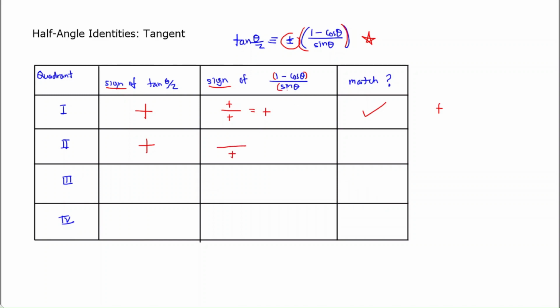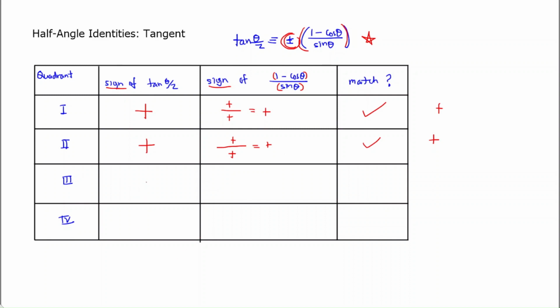Okay, second quadrant. Well, sine theta, let's start with that. That's positive in the second quadrant. What about 1 minus cosine theta? Well, cosine theta is actually negative in the second quadrant. So I have 1 subtract a negative number. That's going to be a positive number. So still positive there. Check. The signs match. So again, I can rely on the positive of the plus or minus.